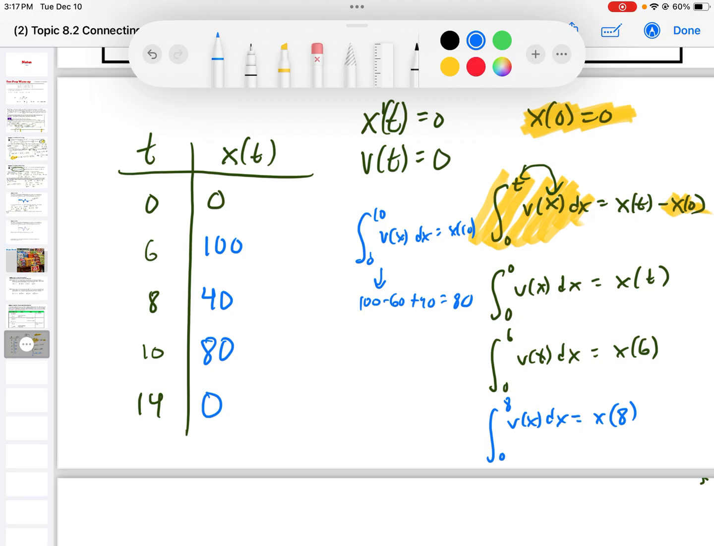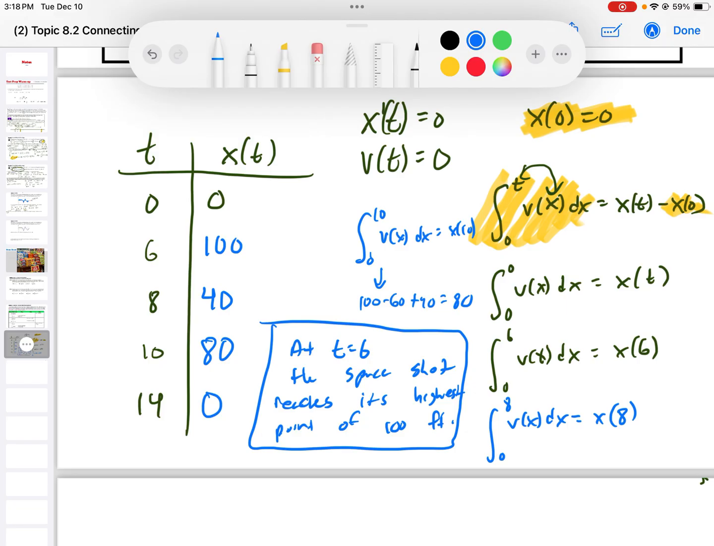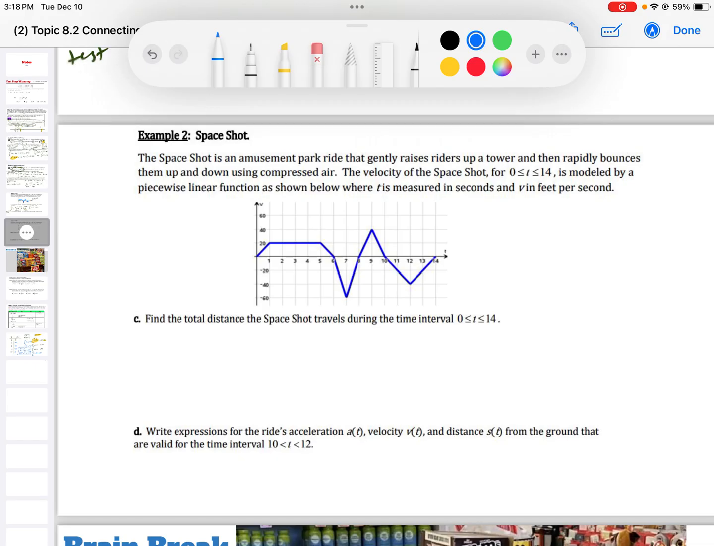All right, so the question was, at what time is the space shot at its highest? At t equals 6, the space shot reaches its highest point of 100 feet. And there we go, we answered the question. How high was the height of the ride? 100 feet. Okay, we got it.